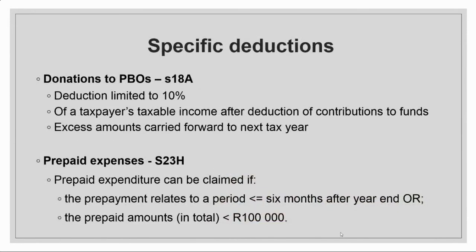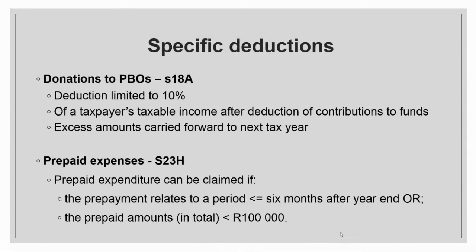Then donations to PBOs. What is important to note here is that this is based on the subtotal after all of the expenses have been deducted from your income amount and your taxable capital gain has been added on. That deduction is limited to 10% of that subtotal. If the amount that you actually paid is less than the 10%, then you would claim the actual amount. If it is more than the 10%, your deduction is limited to the 10% that you've calculated. Any excess amounts are carried forward to the next tax year, so then you can get a deduction in the following tax year.